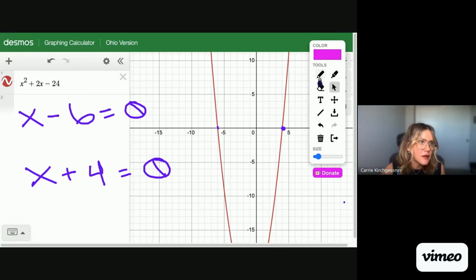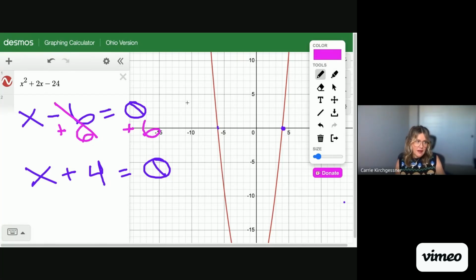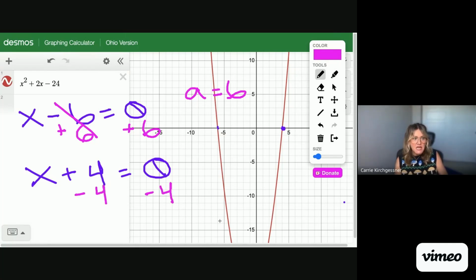I like to color code. All right, so for this first one, we're going to solve for x. What's the opposite of subtraction? Exactly. We're going to add 6 to both sides to get rid of this 6. Pow. Sorry, not x equals, a equals 6. And then for the opposite of addition, we're going to subtract 4 from each side. Subtract 4, and b equals -4.